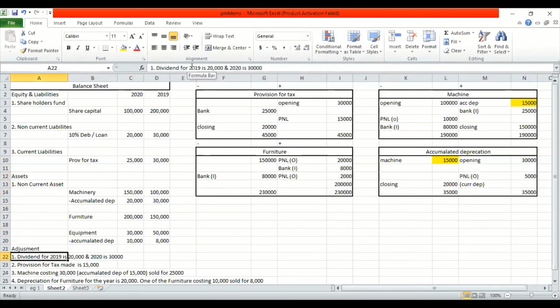These 4 adjustments are the most common adjustments which come in the board exam. I have not seen any other adjustment coming beyond this. So if you know these adjustments, if you know the format, I can tell you that you're almost done with this chapter. But yes, you have to practice a lot. Cash flow being one of the easiest chapters, students take it for granted and make silly mistakes.